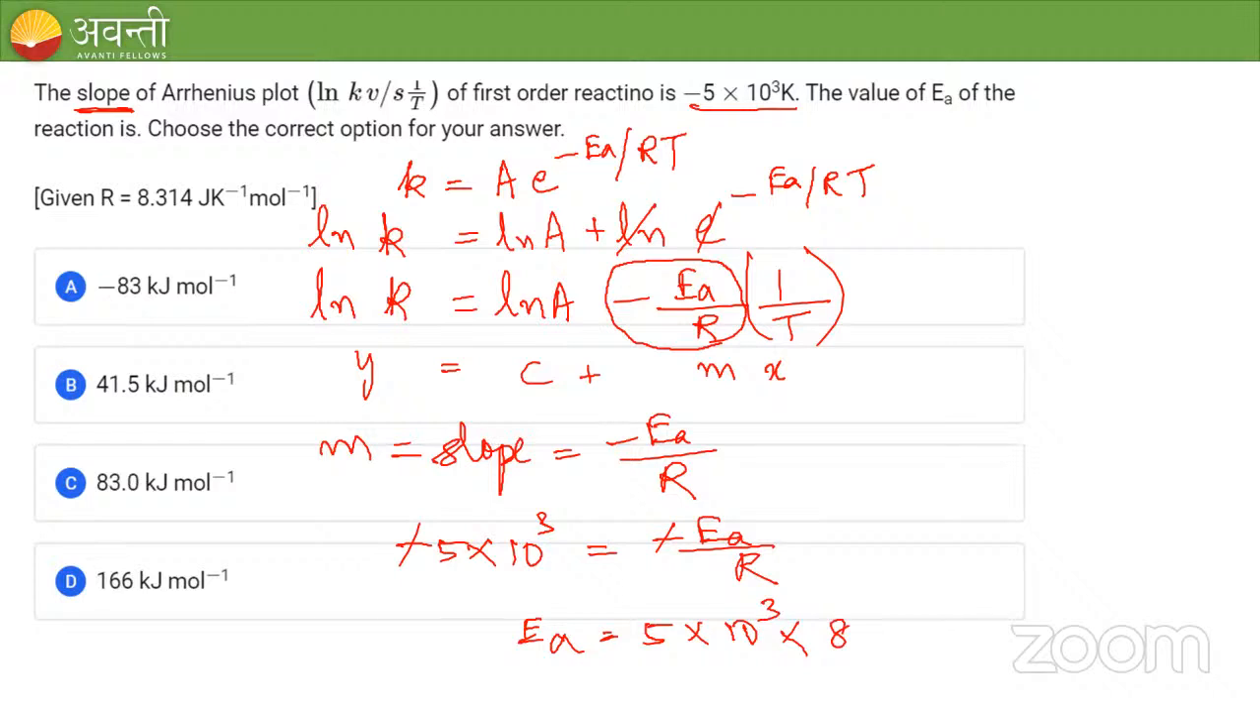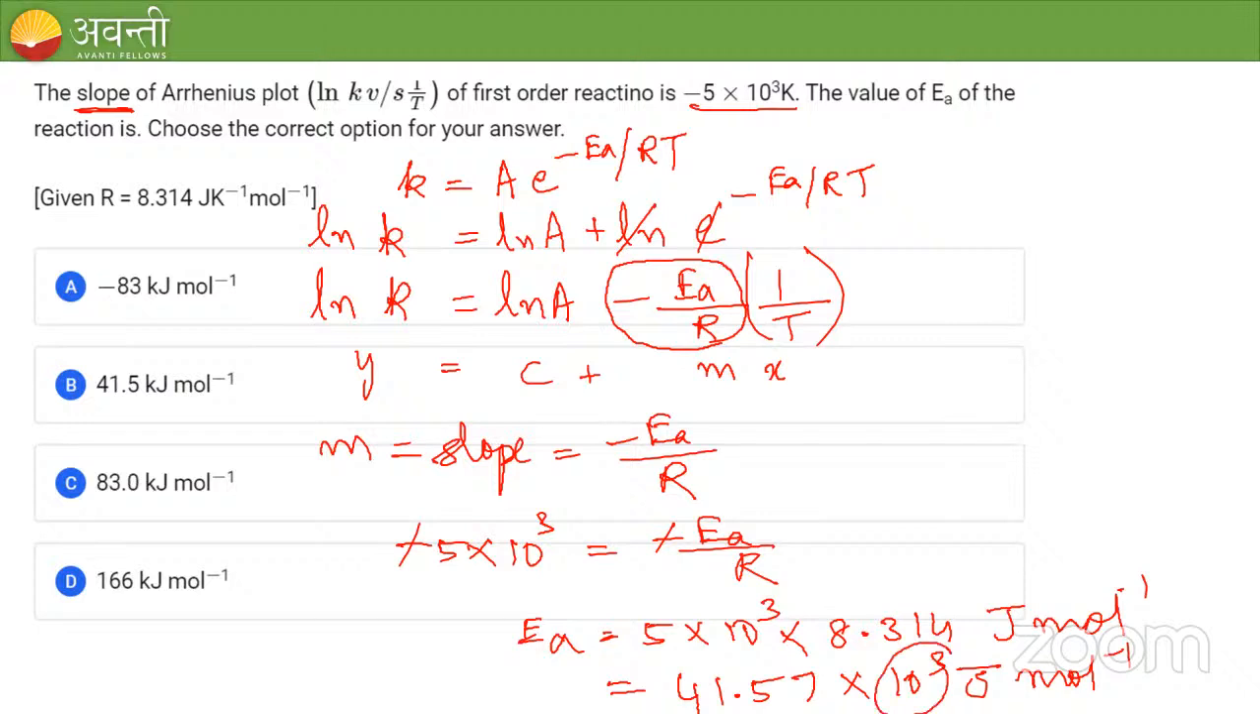R is 8.314 joule per Kelvin per mole. Okay. And if you multiply this, what you will get? 41.57 into 10 power 3 joule per mole will be the answer. And in terms of kilojoules per mole, all of you got option B as the correct answer? Yes. So this 10 power 3 can be written as kilo. So it is 41.5 kilojoule per mole. So option B is the correct answer.